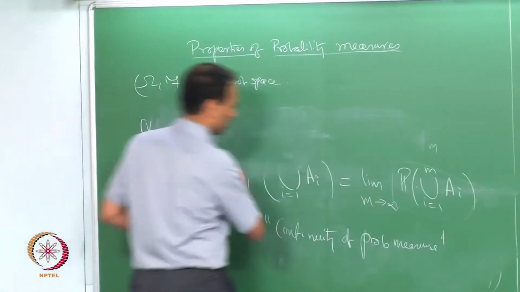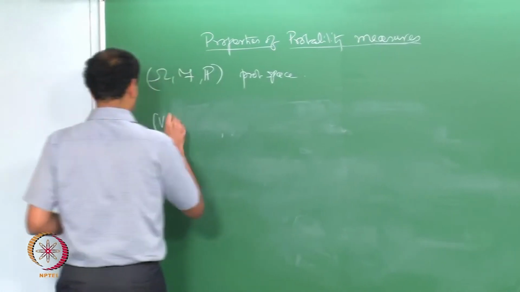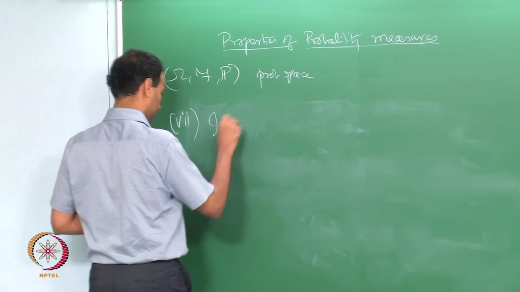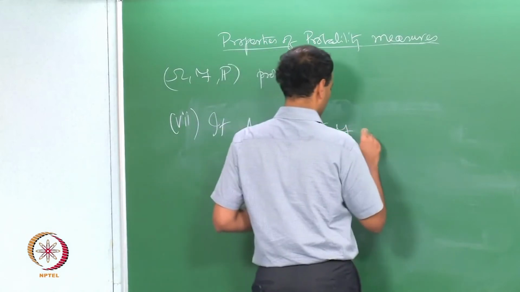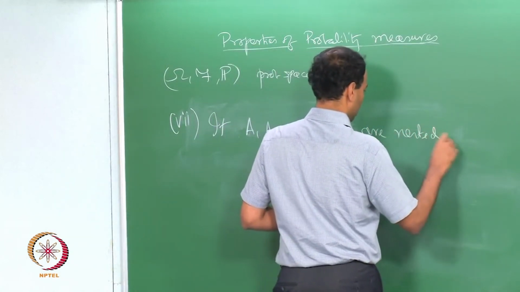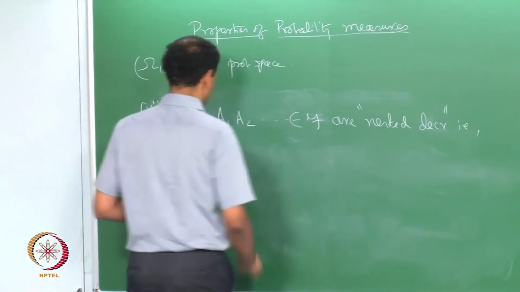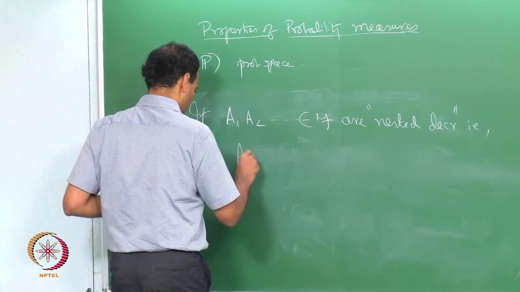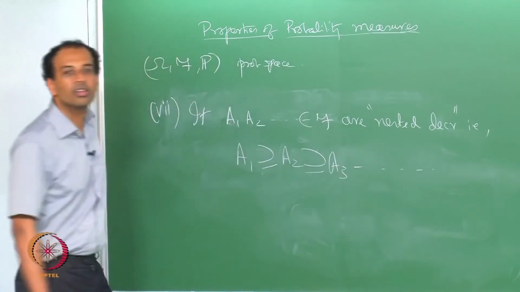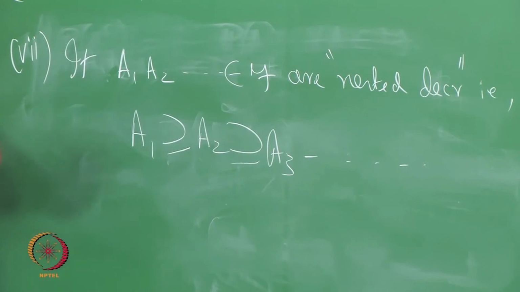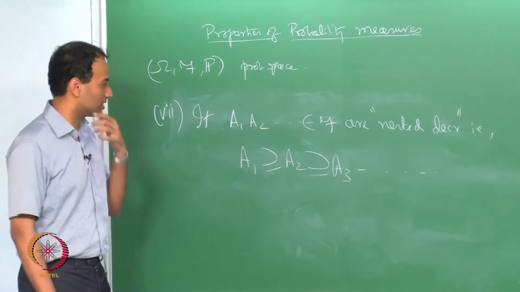And similarly for intersection you get a similar result, which is probably most useful, so I will also state that explicitly. Property number 7: if A1, A2, and so on are nested decreasing, i.e. A1 contains A2 contains A3 and so on. Okay, so these are now nesting in. So An plus 1 is contained in An.